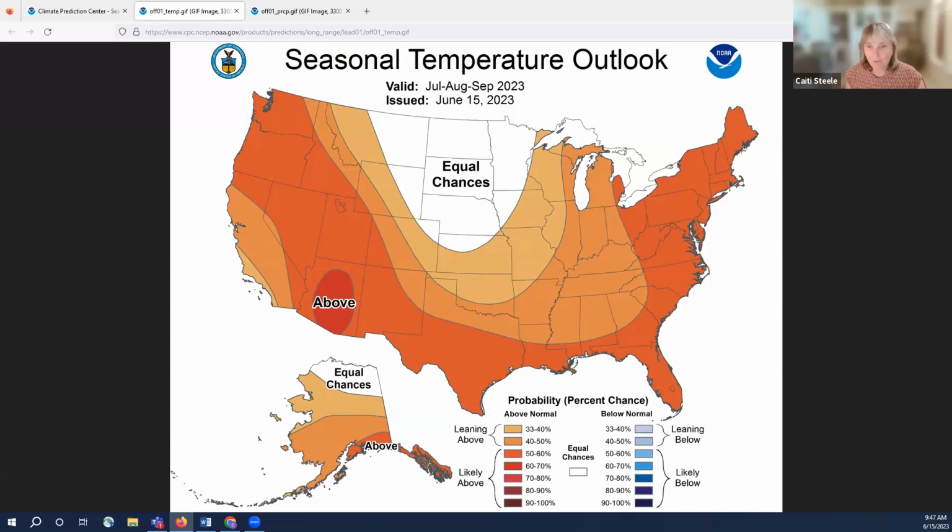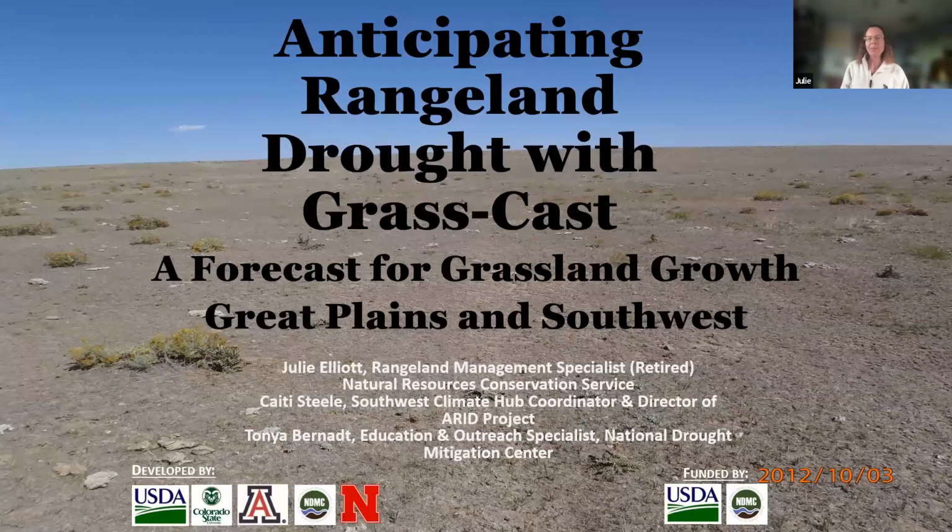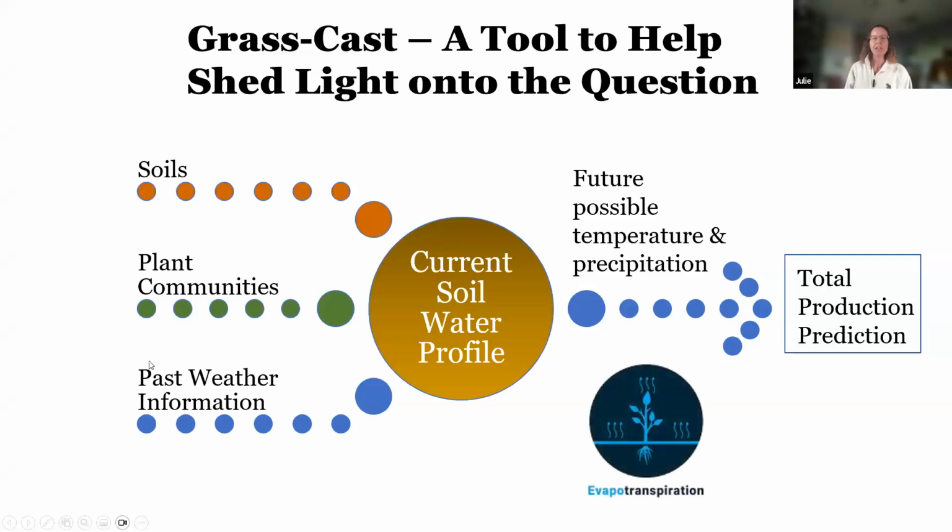So back to Julie now for the real meat of this presentation. Julie, let us learn how GrassCast works. Thank you. GrassCast takes information about soils and the plant communities growing there and combines it with precipitation and temperature conditions from last fall, winter, and growing season information to date to create a current soil water profile. The model then adds in future potential growing conditions of above, near, or below normal to simulate grass growth through the end of the growing season in each of the 3 scenarios to create this total production prediction.